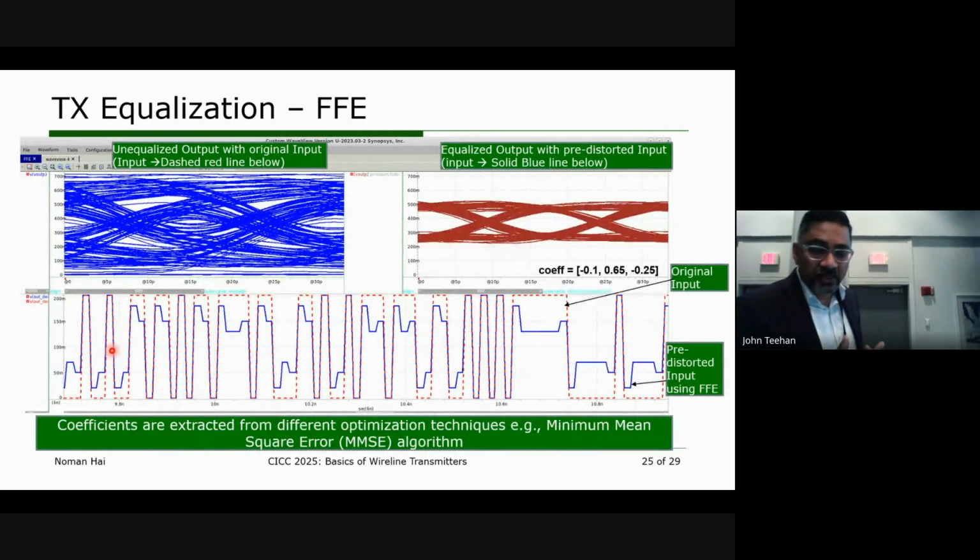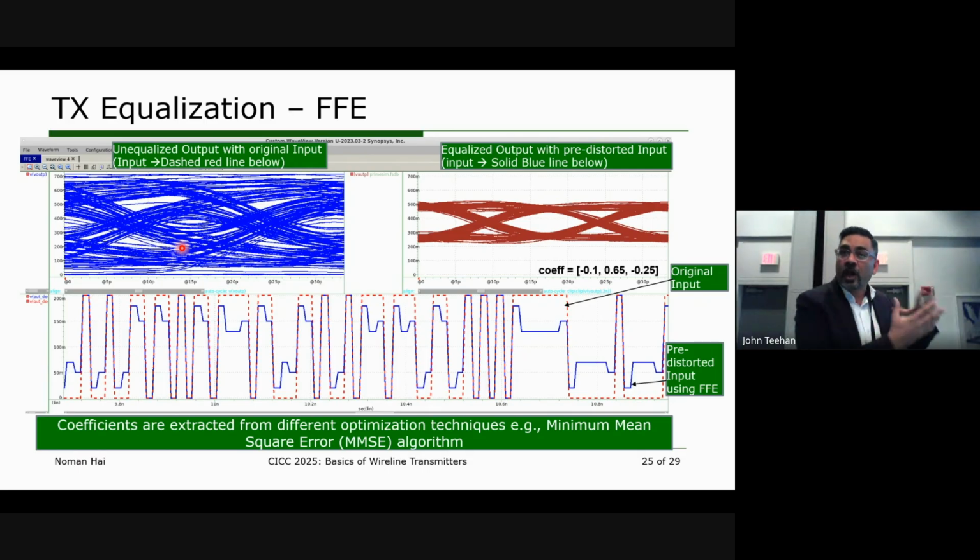And what does it do? If I look at this figure, start at the bottom, we have a red dashed line. This is the input. If I don't do anything, I send this data, and the output comes out as this unequalized eye diagram. And you can see the eye diagram looks pretty bad. The reason is the receiver does not know, when it samples the data, whether the data is 1 or 0. So now you will lose bits.